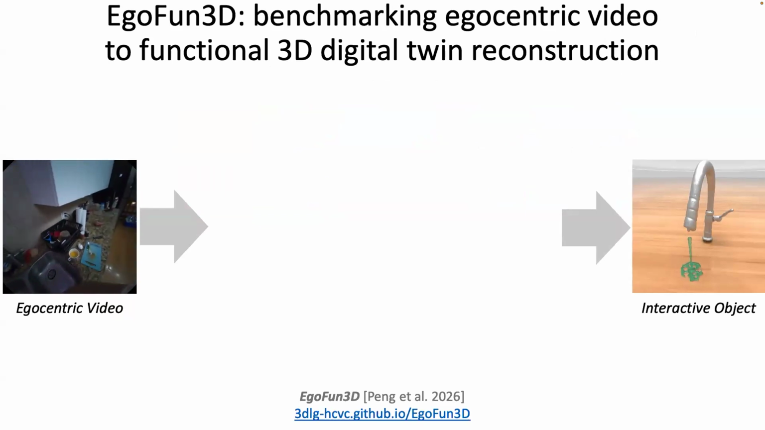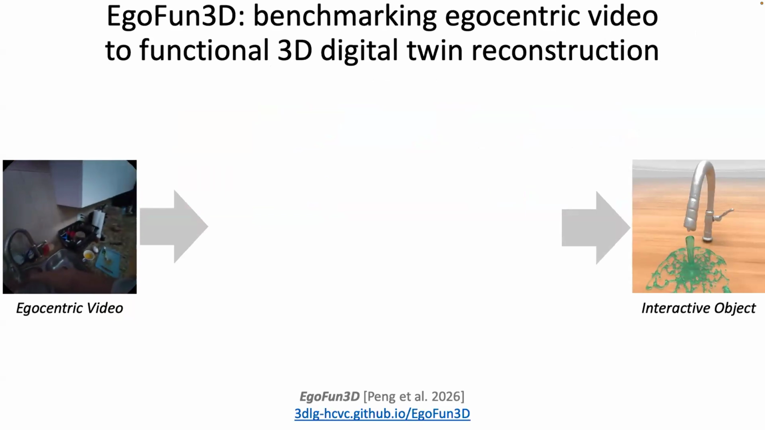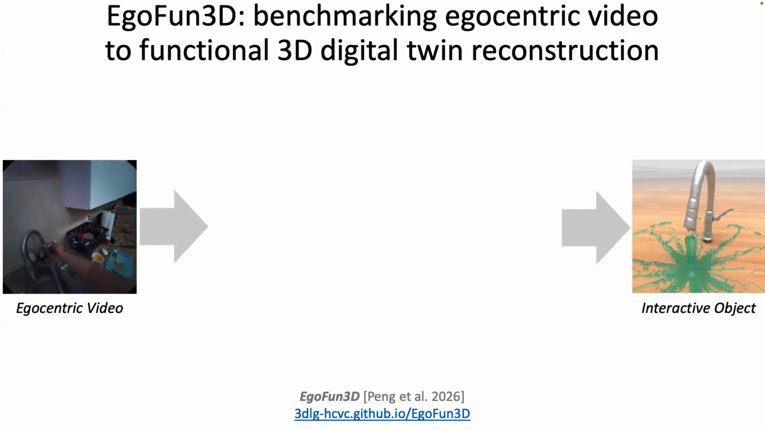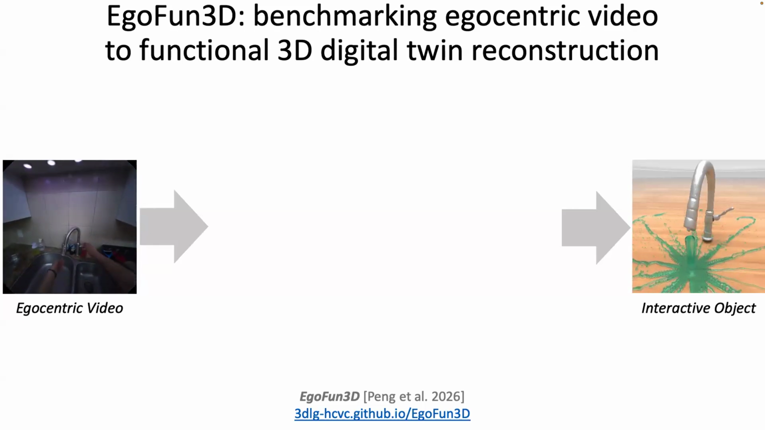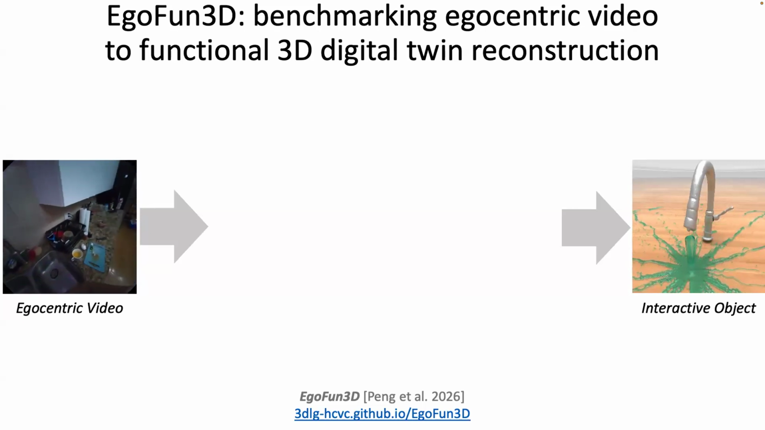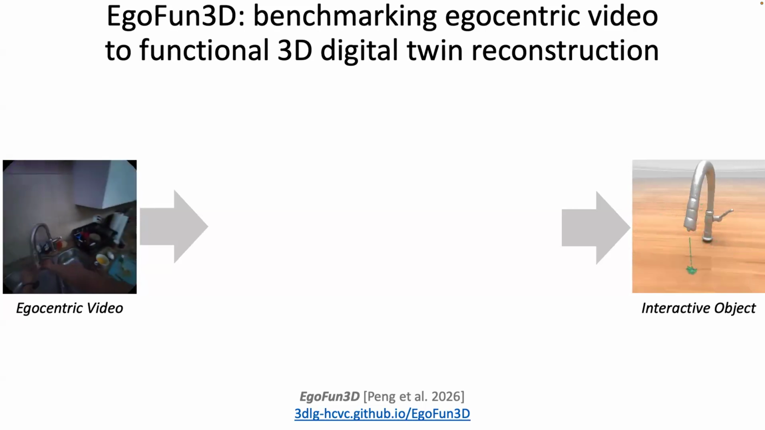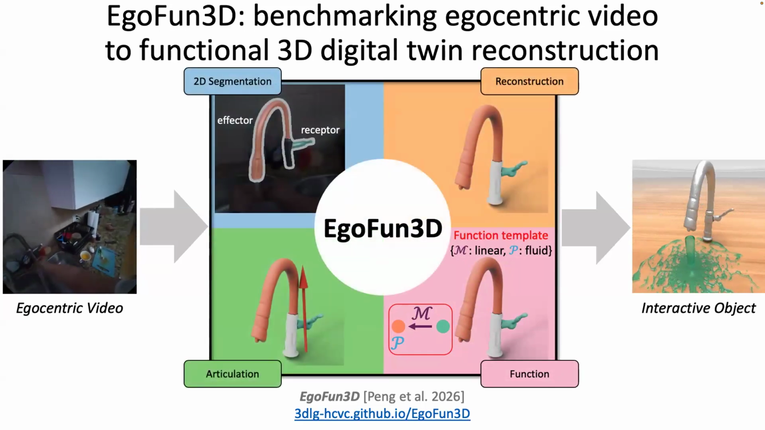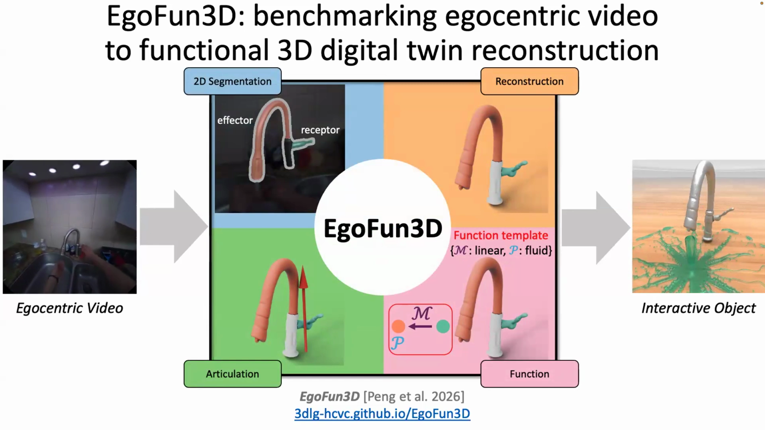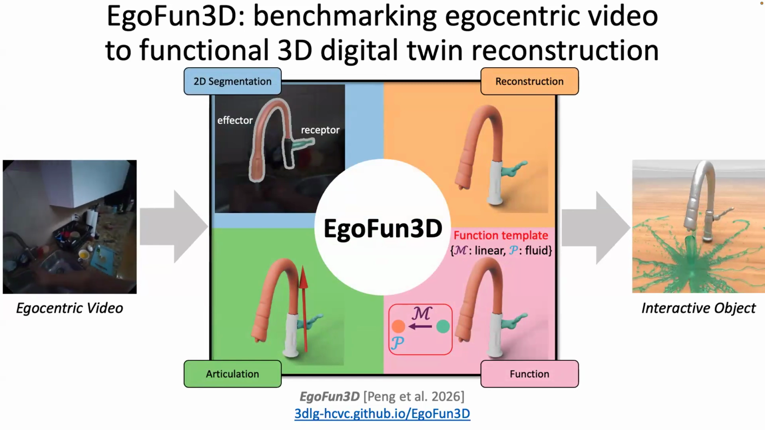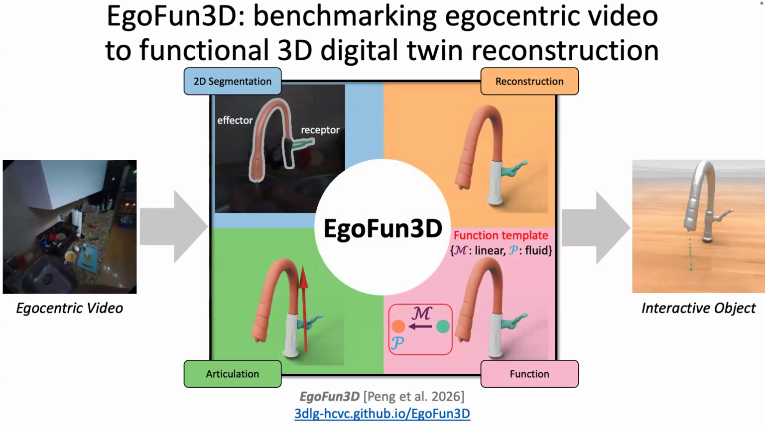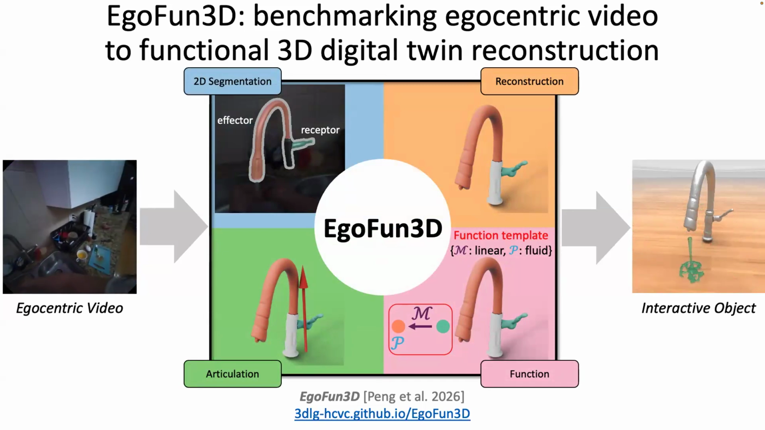In this follow-up work, we really focused on the challenge of this task, EgoFun 3D, and this was intended to set up a benchmark for the task of going from egocentric video to a completely functional 3D digital twin. And really recognizing that there's at least 4 challenging subtasks here: segmentation from 2D, reconstruction of the 3D geometry, estimation of the articulation parameters, and then some notion of the functionality of this object.